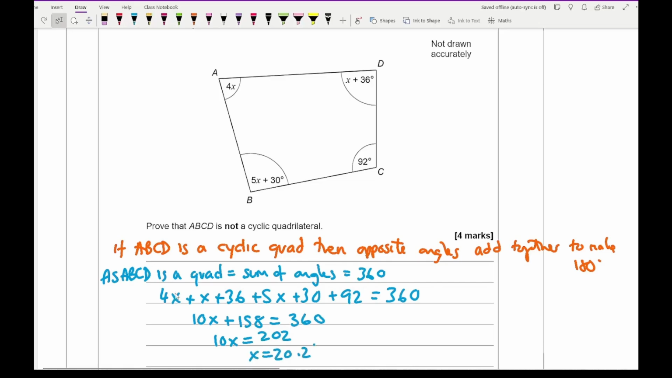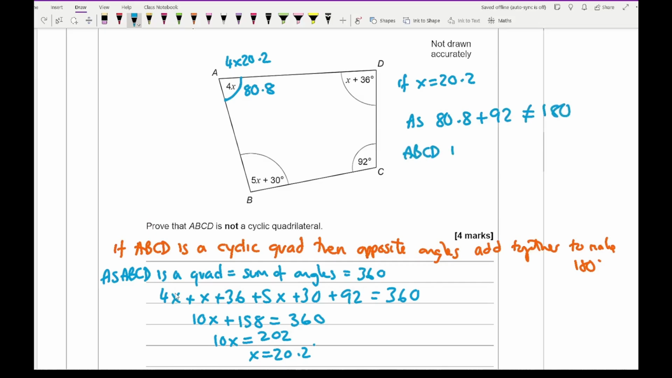Now, if x equals 20.2, we can then work out what this angle here is going to be. So that's going to be 4 times 20.2, which is 80.8. And as you can see, as 80.8 plus 92 does not equal 180, ABCD is not a cyclic quadrilateral.